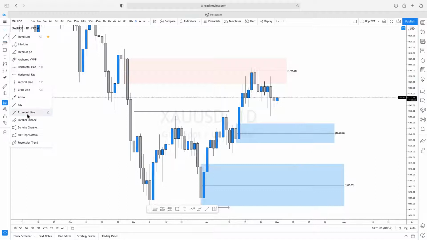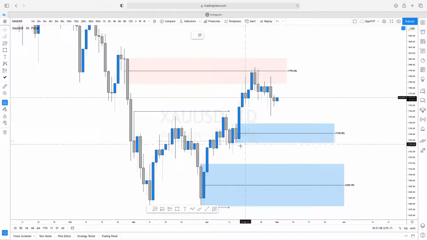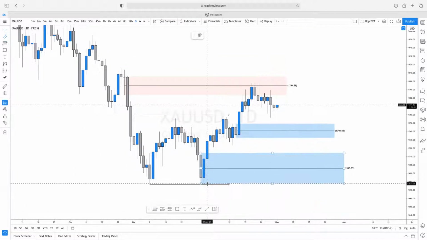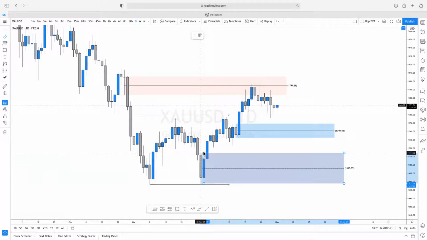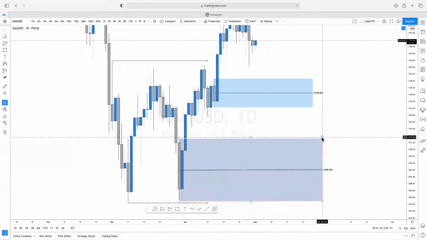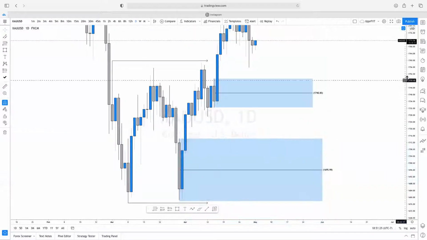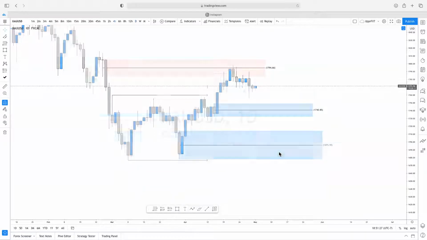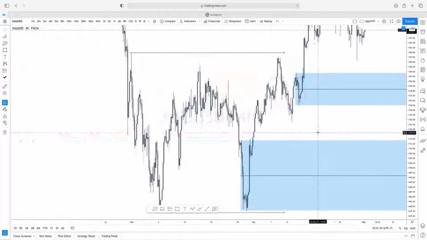If you guys want to use another tool to identify where the 50% is, you can use the parallel channel. You just draw a line straight, drag it up, and it already has a level in there. Dotted line, you can customize that. That's your 50. So, back to the markup on gold.